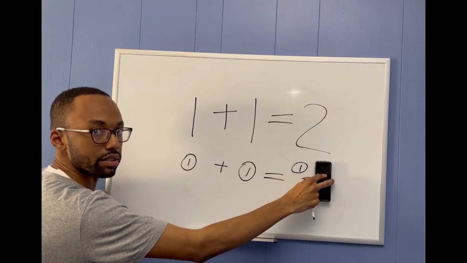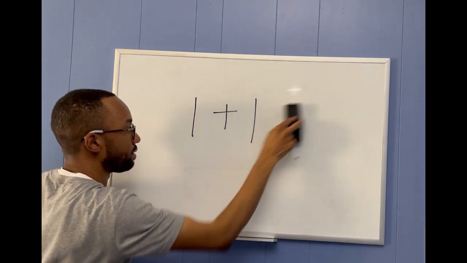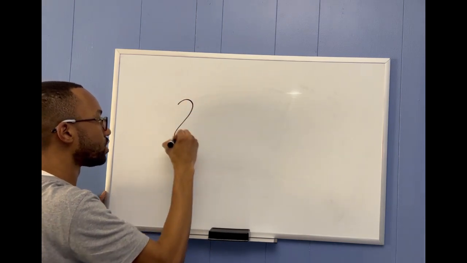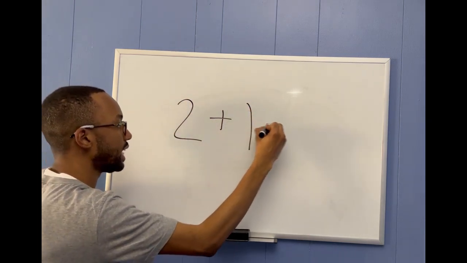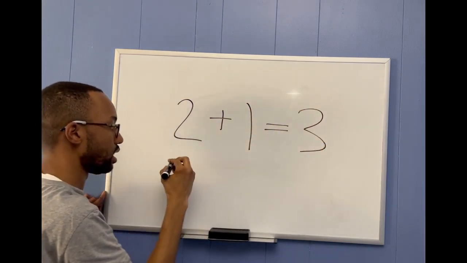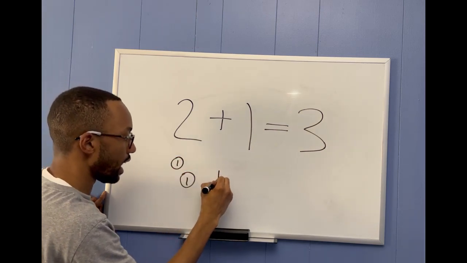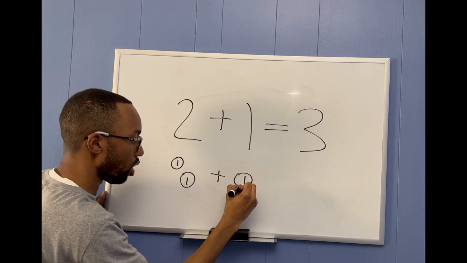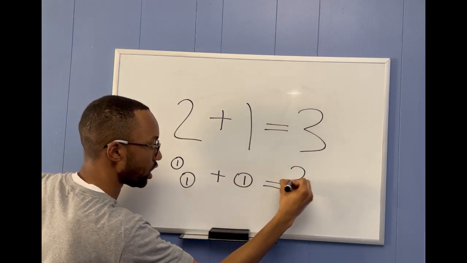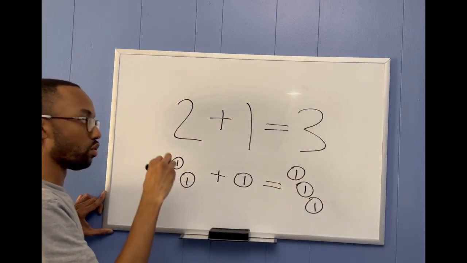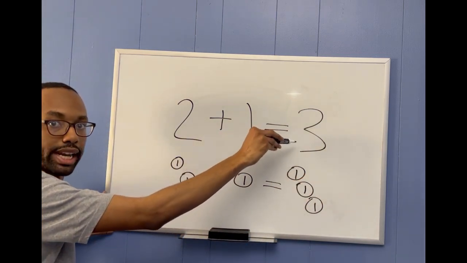Pretty easy, right? So let's step it up a bit. Let's have 2 plus 1 equals 3. If you have two marbles and a friend gives you one marble, then you will have 3 marbles. Therefore, 2 plus 1 equals 3.